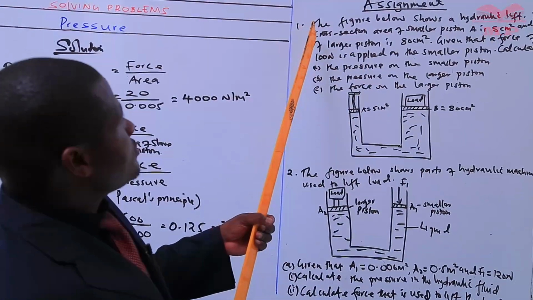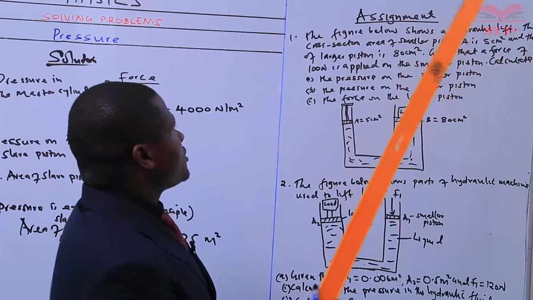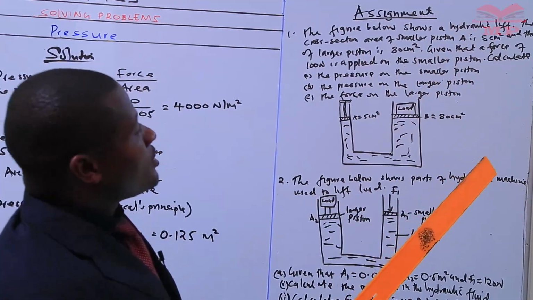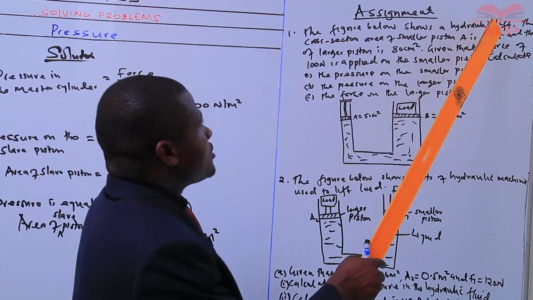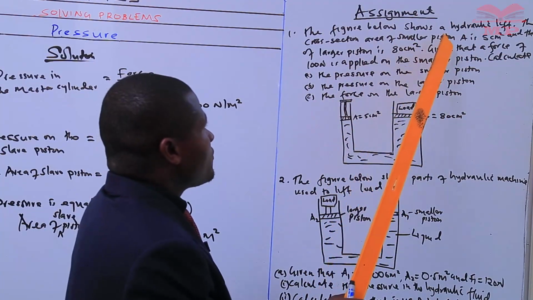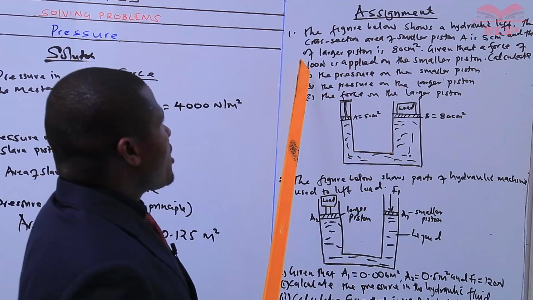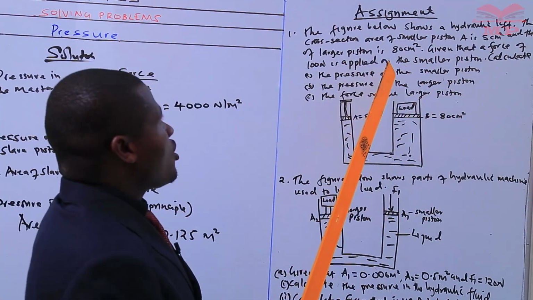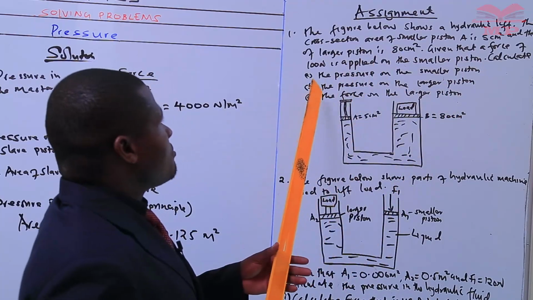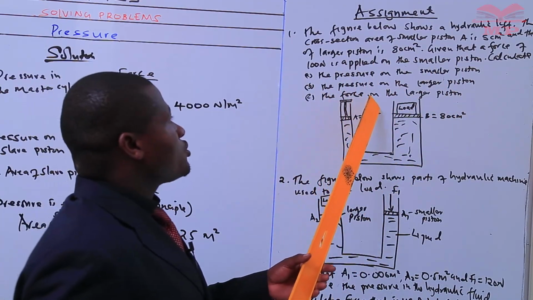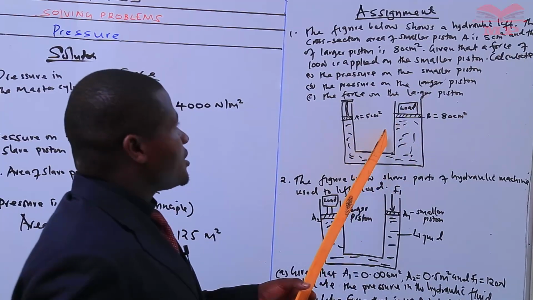The first one: the figure below shows a hydraulic lift. The cross-section area of a smaller piston A is 5 centimeters squared, and that of a larger piston is 80 centimeters squared. Given that a force of 100 is applied on the smaller piston, calculate A, the pressure on the smaller piston, B, the pressure on the larger piston, and C, the force on the larger piston. And this is the diagram.